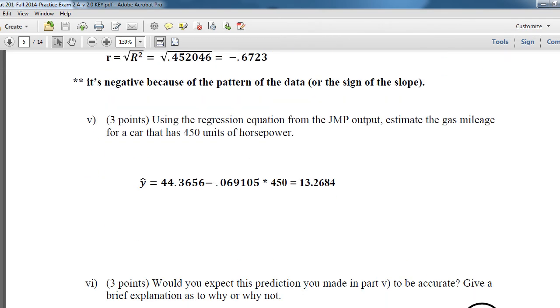Using the regression equation, estimate the gas mileage for a car that has 415 as horsepower. For this, we can simply plug the number into the equation. We have our y hat equals b naught minus b1x, and right here we have the x variable, and we get the predicted y.